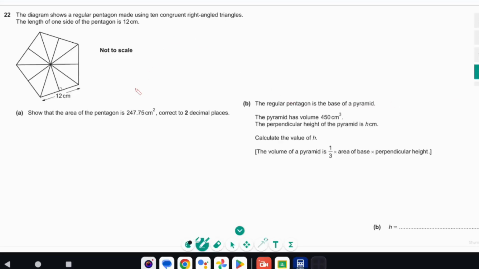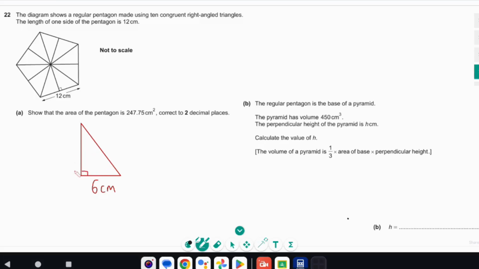The diagram shows a regular pentagon made using 10 congruent right angle triangles. So congruent means exactly the same, and we know they're right angle triangles. The length of one side of the pentagon is 12 centimetres. Show that the area of the pentagon is 247.75, correct to 2 decimal places. How do we work out the area of a triangle? It's base times height divided by 2. If I just take out one of these right angle triangles, you can see the base here is half of 12, which is 6 centimetres.